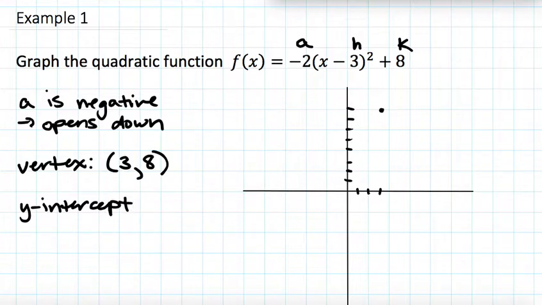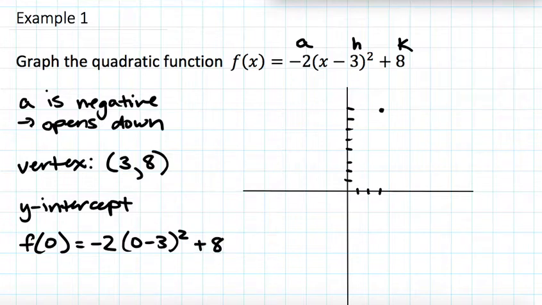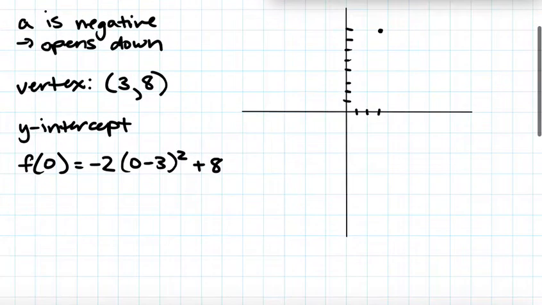So I'm going to plug in 0 for x, or in other words, find f of 0. So that's going to be negative 2 times (0 minus 3) squared plus 8. Now this is going to take a little bit of algebra and a lot of paying attention to order of operations and signs. First thing I'm going to do is what's in parentheses. 0 minus 3 is negative 3.